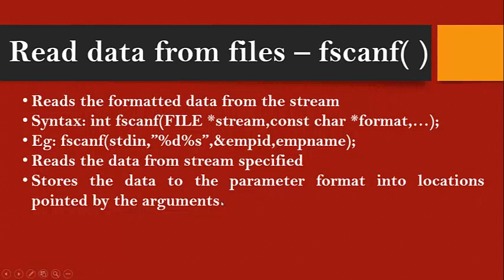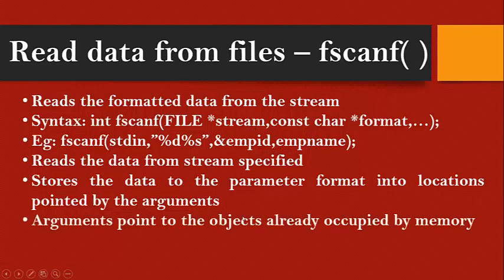So basically the arguments are the list of variables. Whatever information you get from the user through the parameter format will be stored in the physical memory location of the variables. Your arguments will point to objects that already occupy memory. These objects are just the variables: we declare and define the variables, and these variables occupy a physical memory location, and the arguments you pass as input to the function will point to the object that is already present in the memory.